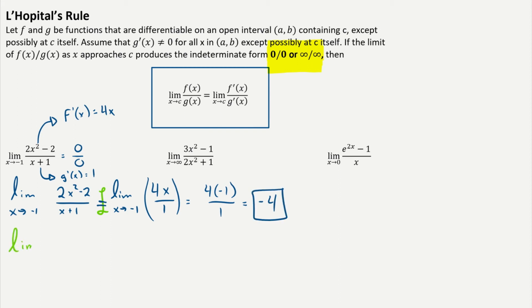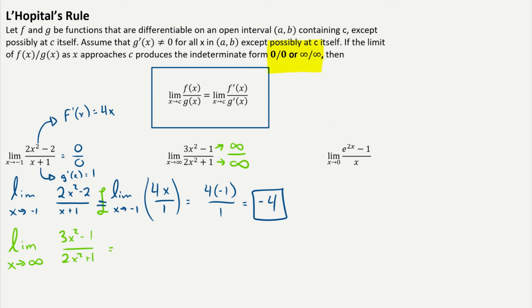Okay, I'll go through and try that second one now. The limit as x approaches infinity of 3x squared minus 1 over 2x squared plus 1 equals. Well, first, let's check. If I plug in infinity, I get infinity. If I plug it in the bottom, infinity. Okay, it's indeterminate, so I can apply L'Hopital's.